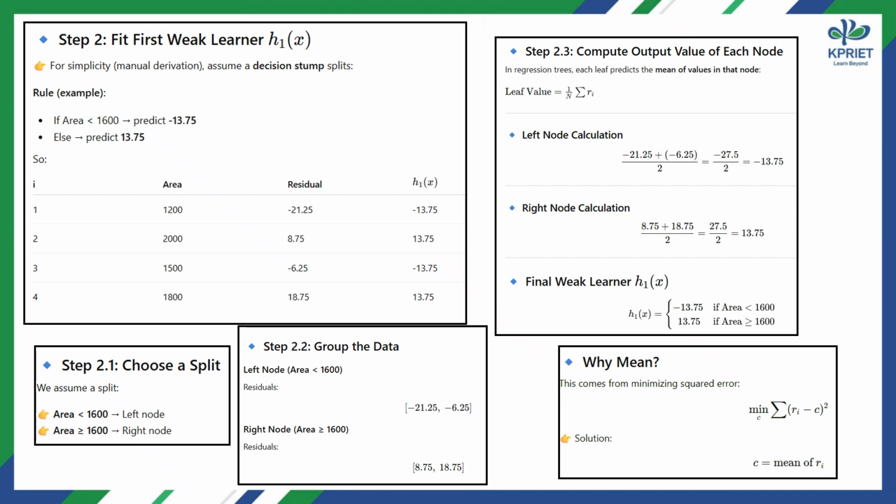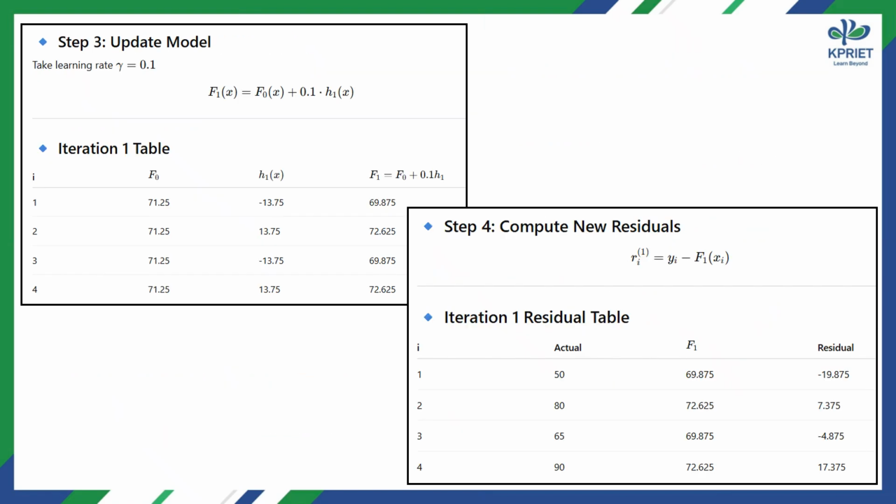For the left node, where area is less than 1600, and the right node, where area is greater than 1600, we obtain these residuals, and the leaf value is obtained by adding them and dividing by 2, that is the midpoint value. We are getting these residual values, and the final weak learner h1 is computed. Then the mean is to be computed. This comes from minimizing mean square error. The updated model formula is f1 equals f naught plus 0.1 times h1, where gamma, which is equal to 0.1, is your learning rate.